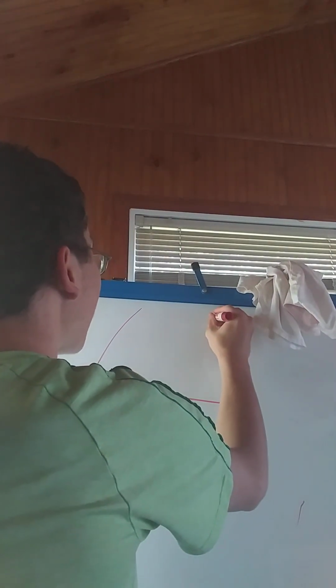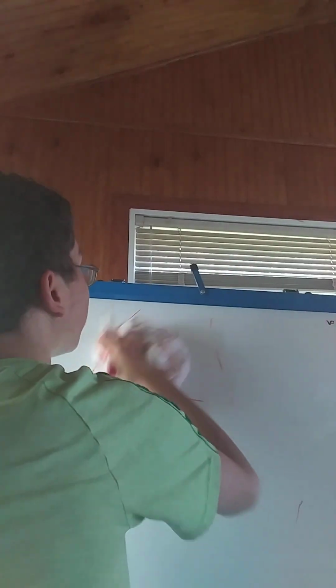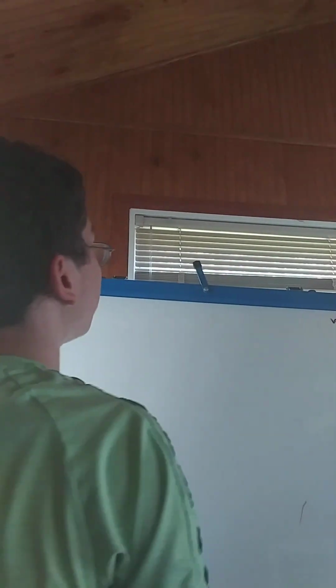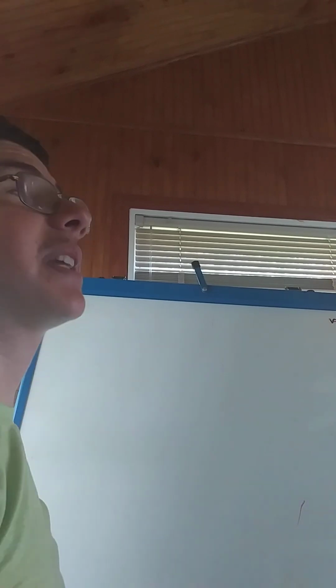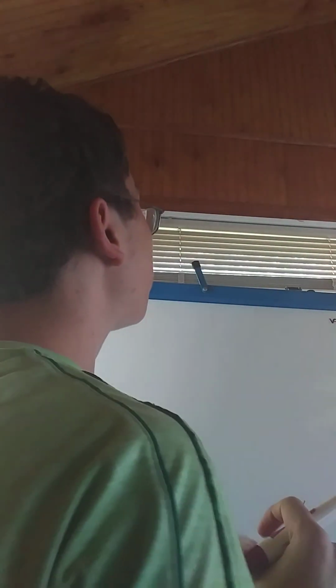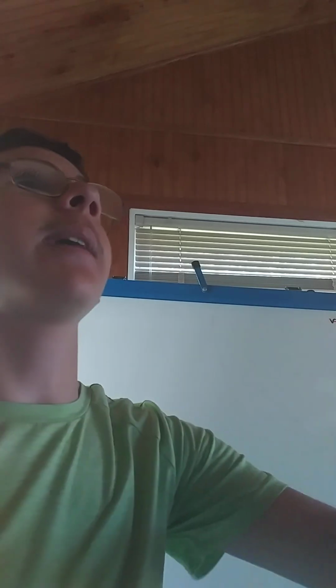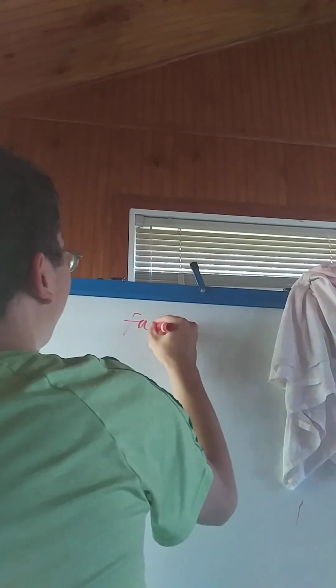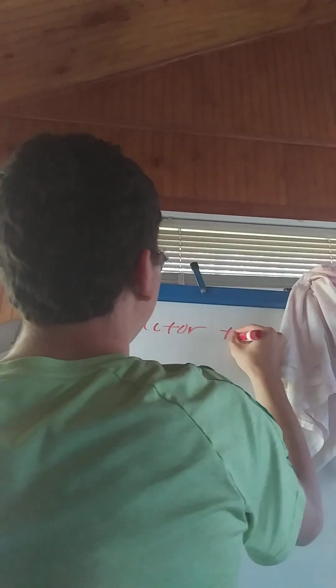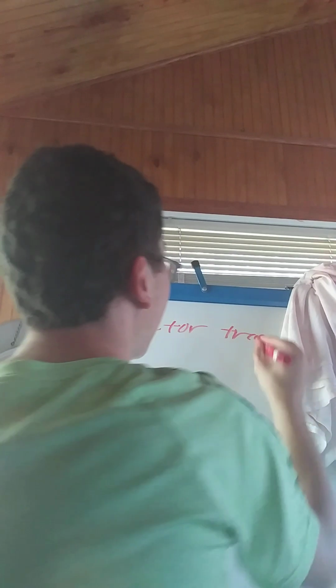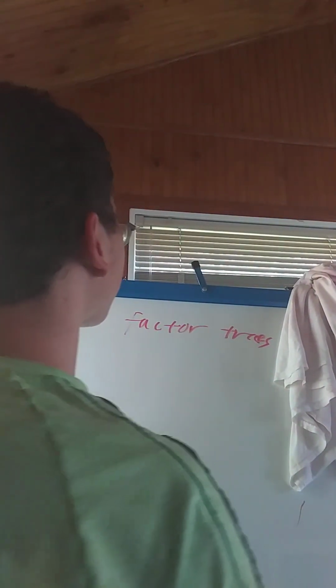So here's what I want you to do. I want you to turn to another page in your notes, and write down factor trees. You can get a new sheet of paper, or flip it around. You're going to be putting factor trees. Okay, that's what you're going to be doing.